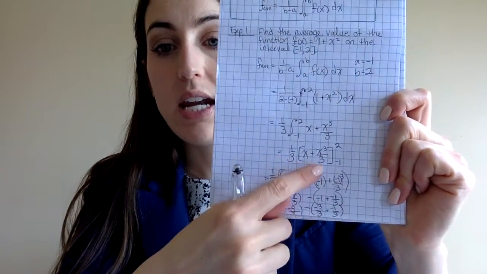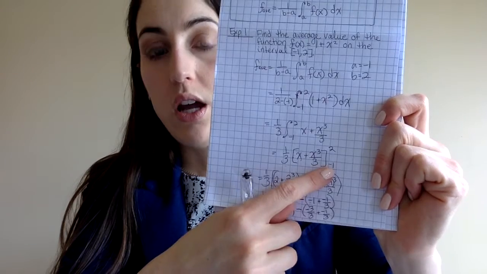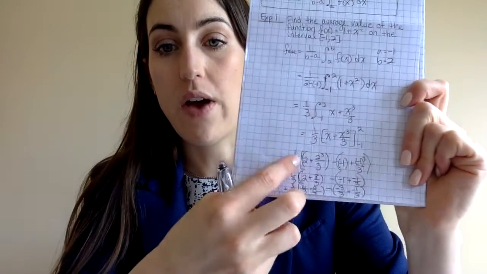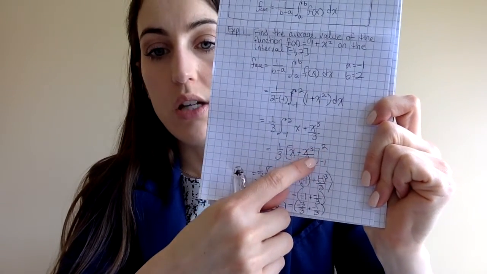So say that I just want to evaluate one number at a time all the way through. We're going to try it that way. So let's start with 2. So I'm going to plug in 2.